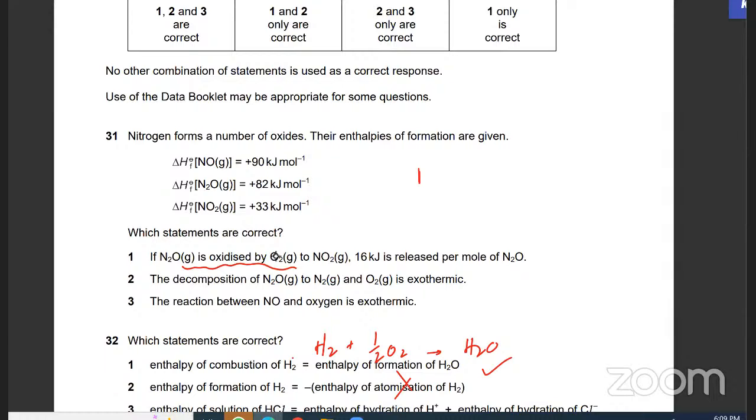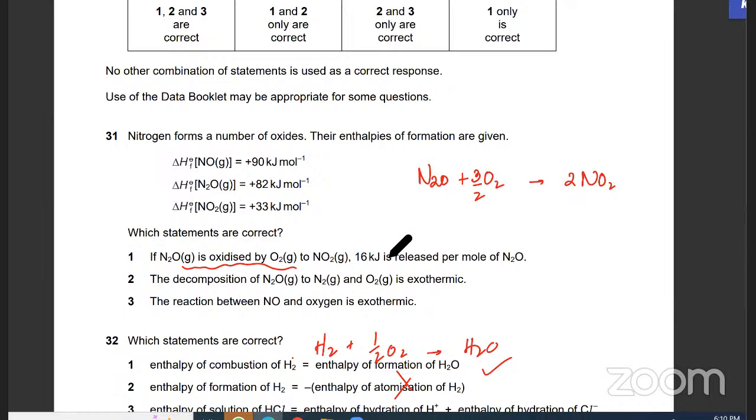So he's saying N2O is oxidized by oxygen to form NO2. So I guess it's not really balanced. I'm going to put 4 oxygens. So is the N balanced? It is. So there's 4 oxygens on this side. On the left side, there should be 4. So 3 over here. So there should be 3 by 2. Right? So we're talking about this equation.